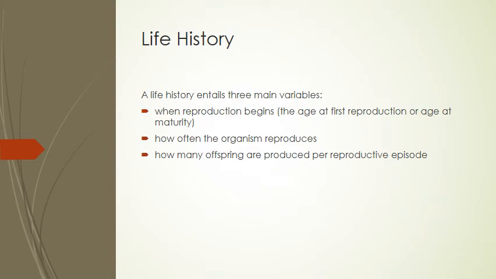So there are three big variables that are going to influence your life history. When reproduction begins, so what age do you reproduce? Some organisms can reproduce right away. Other organisms take a long time. How often that organism will reproduce, and how many offspring are produced per reproductive episode, or per time they get pregnant.